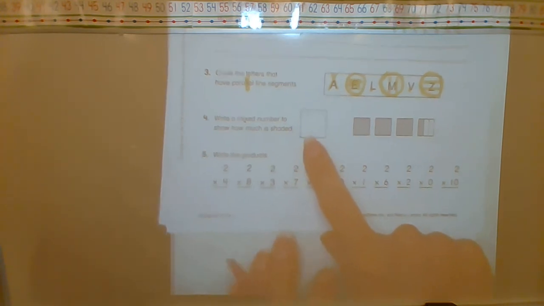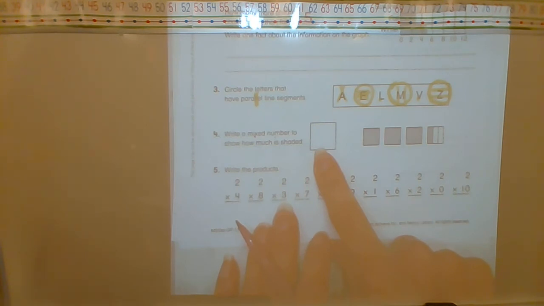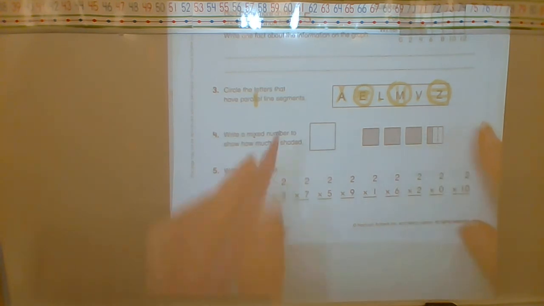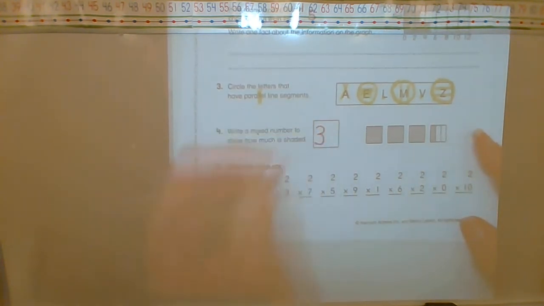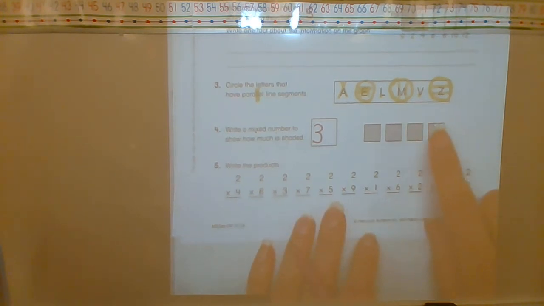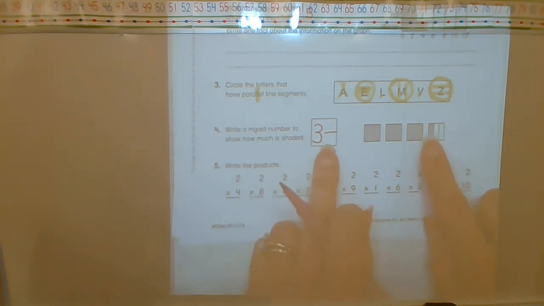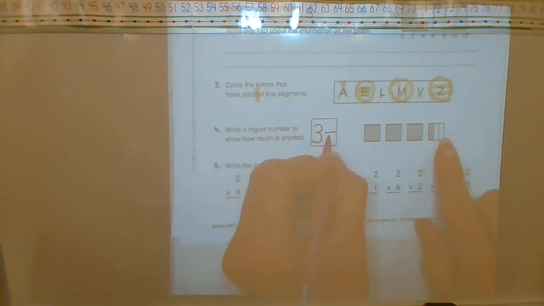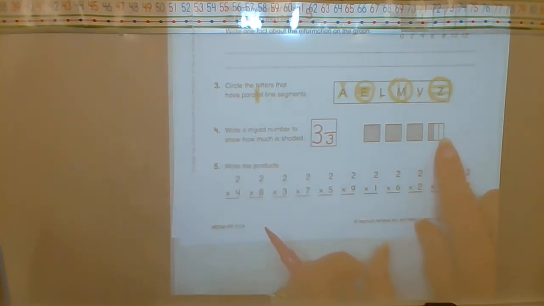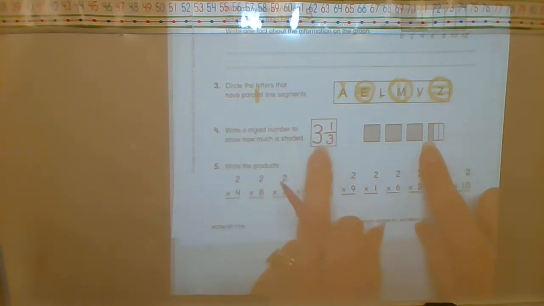So what's his whole number? Let's see how many whole squares are shaded. Count with me. 1, 2, 3. So that's his whole number. He's big, he's tall, he's the boss of them all. Now tell me about the fraction. We know this is going to be a fraction. How many pieces are there? 3 is right. That's our denominator. And how many are shaded? That's right. Numerator. 1 is shaded. So the mixed number, read it with me, is 3 1/3.